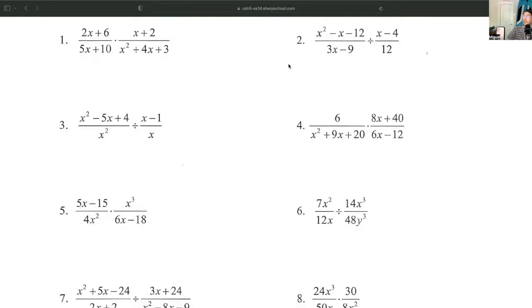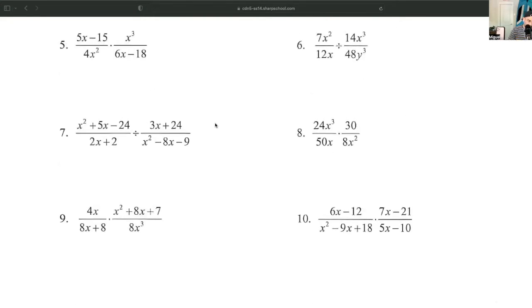Let me go ahead and scroll this up. So now we're doing number 5. That value is now on the top left. So same thing, let's go ahead and factor out what we can. I can factor out a 5 from the top, and that becomes x minus 3 over 4x squared, times x cubed over 6x minus 18. Oh, actually, I left it at 6x minus 18, but I can really factor out a 6 from that. So that'd be 6 times x minus 3.